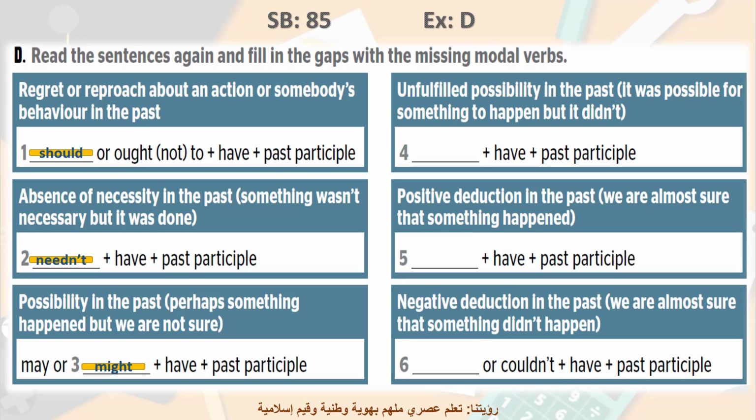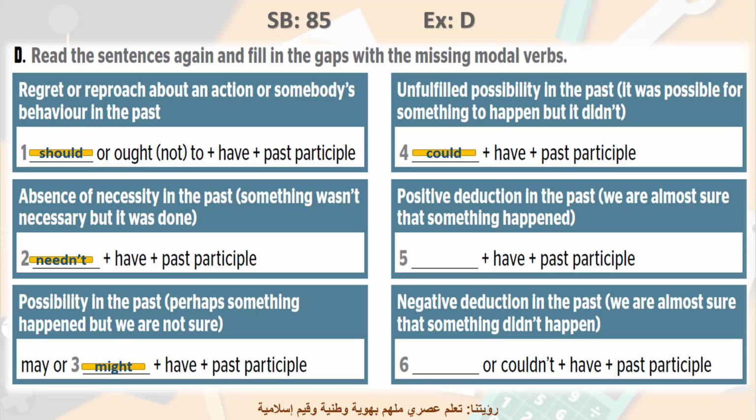And number 4, unfulfilled possibility in the past. It was possible for something to happen but it didn't. كان يمكن لشيء أن يحدث ولكنه لم يحدث. Here we use could have plus past participle. كان يمكن أن يحدث. In the past, of course.